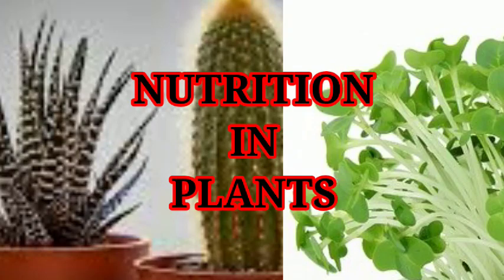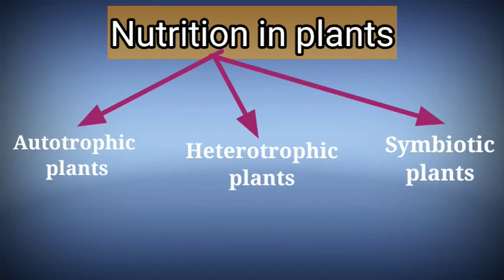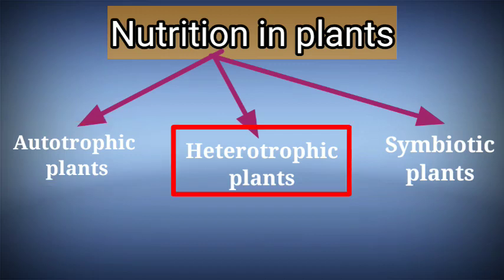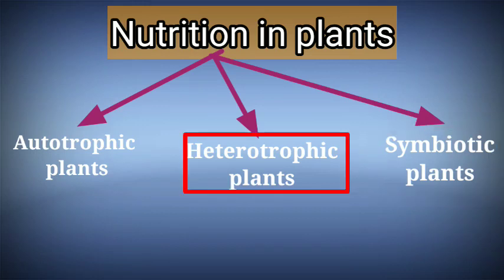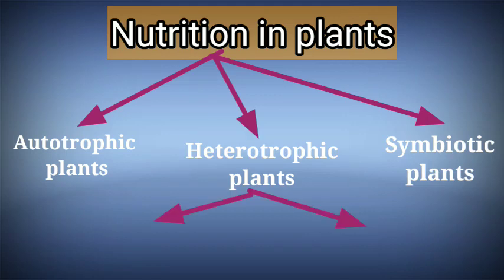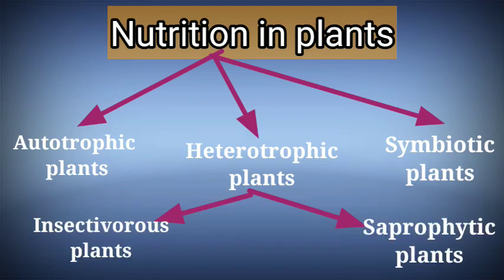In this video, we will learn different types of nutrition in plants. On the basis of nutrition, plants can be divided into 3 different categories. First one is autotrophic plants, second one heterotrophic plants, and third one symbiotic plants. Heterotrophic plants are further divided into 2 different categories. First one insectivorous plants and second one saprophytic plants.